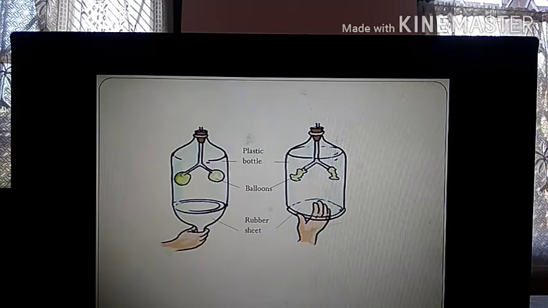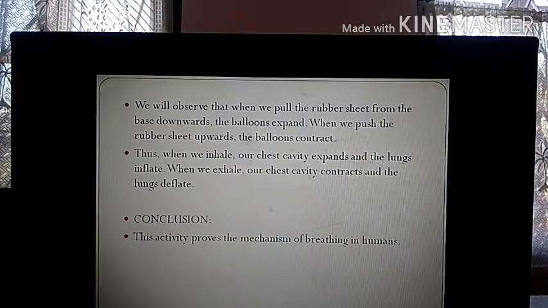So you draw the diagram as well as you write the experiment in your copies. Okay, so let's move on. So we will observe that when we pull the rubber sheet from the base downwards, the balloons expand. Yes or no? So when you pull it down, the balloons will expand. And when you push the rubber sheet upwards, the balloons contract.